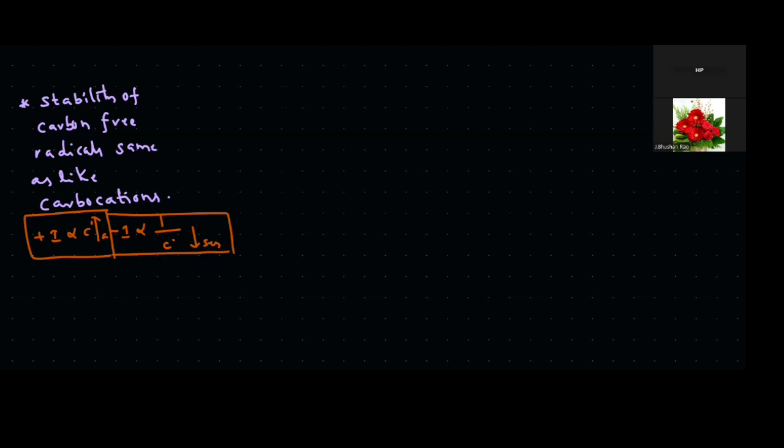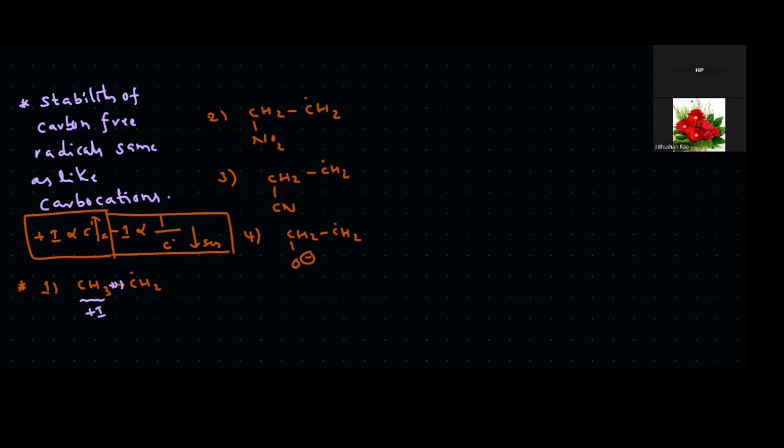So first one, CH3CH2 free radical. Next, second one, CH2NO2, CH2 free radical. Third one, CH2CN, CH2 free radical. Fourth one, CH2O minus, CH2 free radical. So in these four cases, which one is more stable? Here that one releases electrons towards the CH2 free radical. This group already acts as a plus I group. So a plus I group always increases the stability of the carbon free radical.